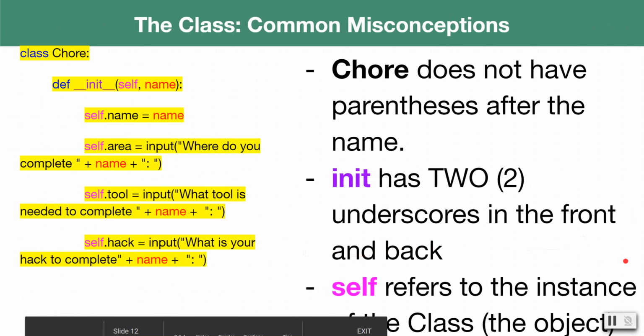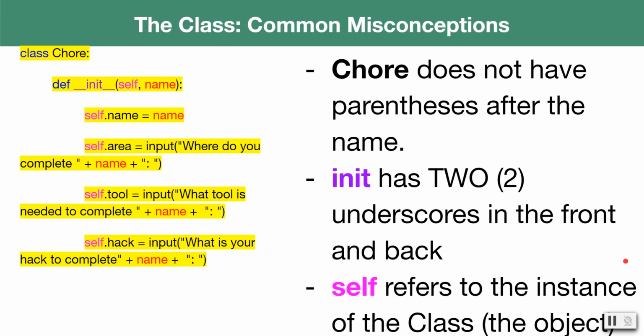Okay, some common misconceptions. So, chore does not have parentheses after the name. Yes, you are defining a class, but unlike when you're defining an actual function, the chore does not have the parentheses. Also, keep in mind that init has two underscores in the front and in the back of it. So it's underscore 1, 2, and then again 1, 2 at the end. And also, self refers to the instance of the class, which is an object.